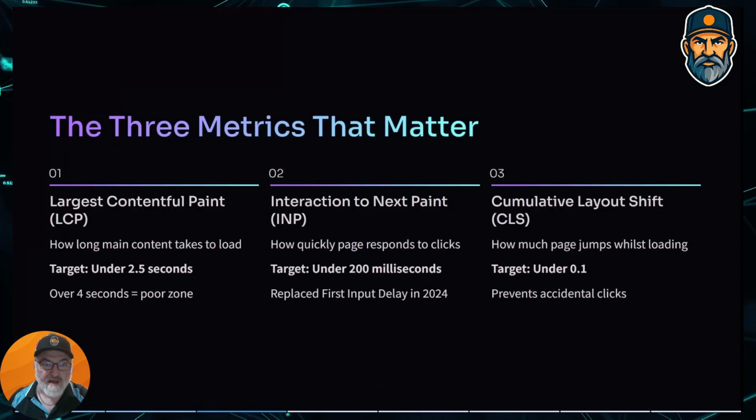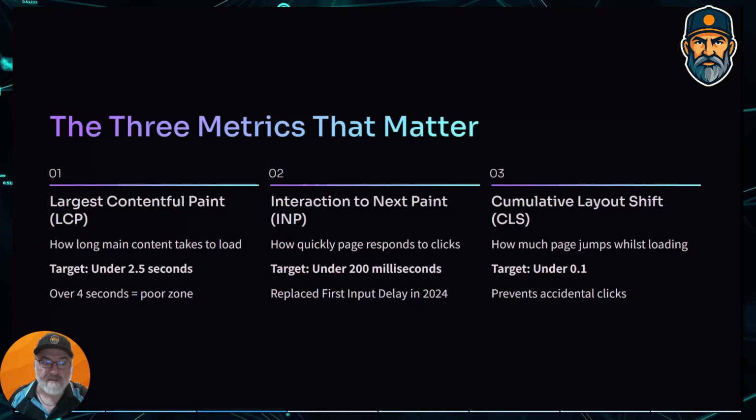Core Web Vitals are Google's official measurements for page experience. There are 3. 1. Largest Contentful Paint, or LCP. This measures how long it takes for the main content of your page to load. In 2025, you need to be under 2.5 seconds. So if you're at 4 seconds, you're in the poor zone, and Google is actively penalizing you.